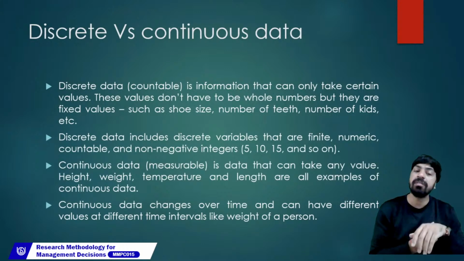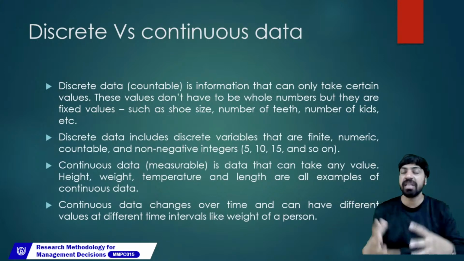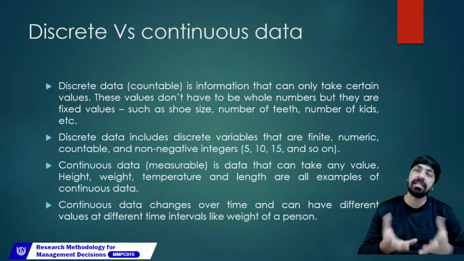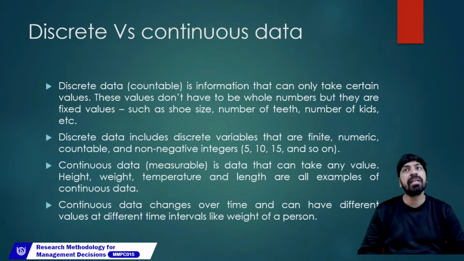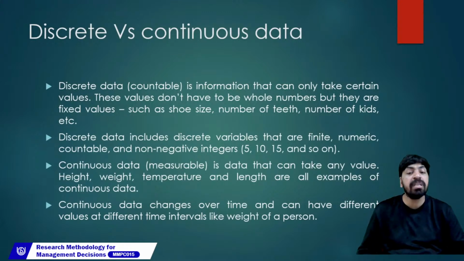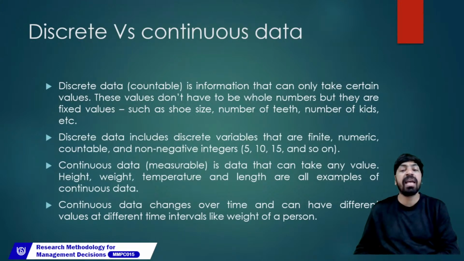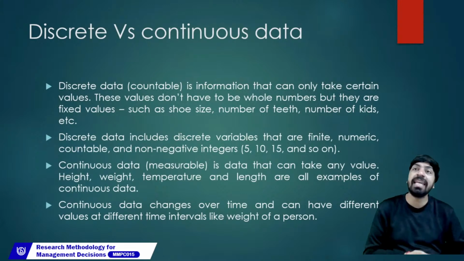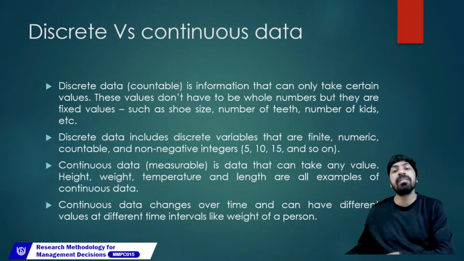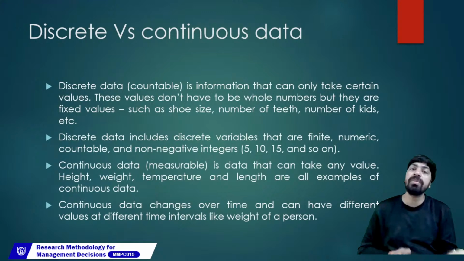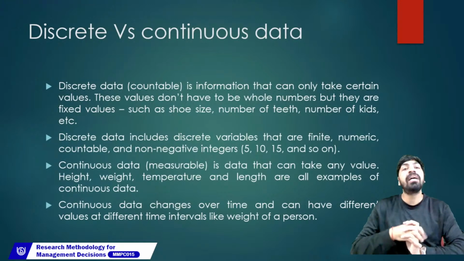Continuous data does not have any fixed value, can be measured, and includes a wide range of values. Continuous data changes over time, over a period of years, and can have different values at different time intervals, like the weight of a person. If a person's weight is now around 80 kg, after a couple of months it may become 100 kg. So it changes over time, is measurable, and is termed continuous data.